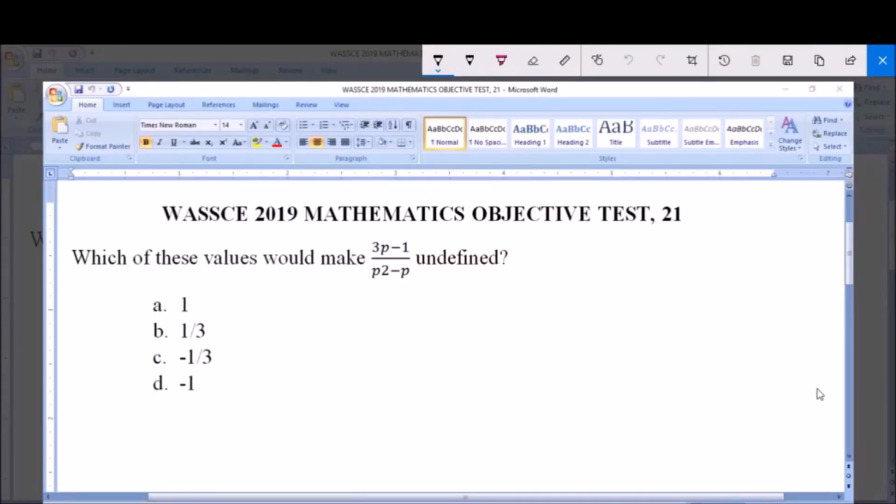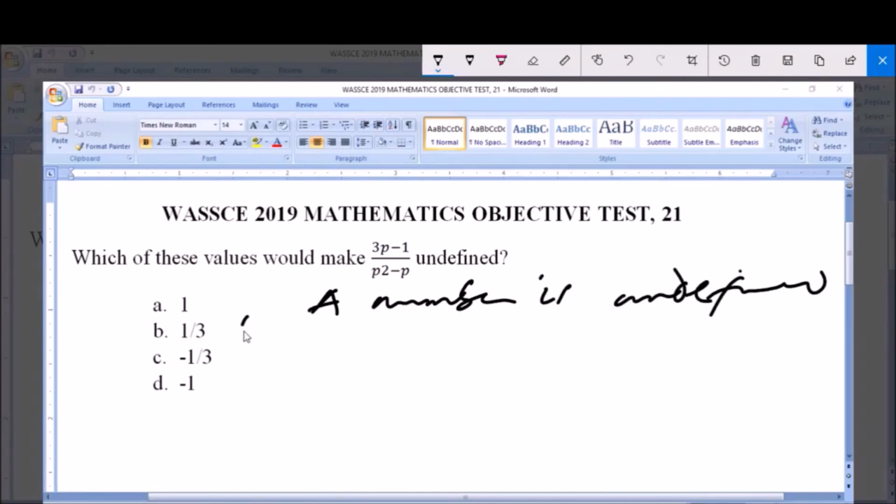WAEC 2019 Mathematics Objective Test question 21. Which of these values would make 3p minus 1 over p squared minus p undefined? Now, a number is undefined when its denominator is equal to 0.